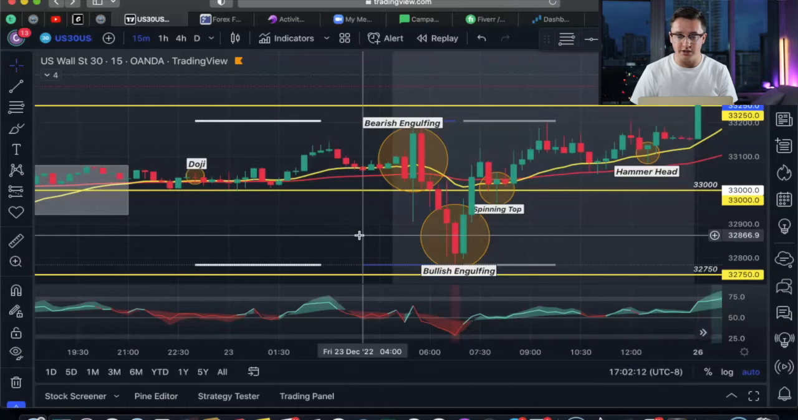Now I made this very simple for you guys. If you want to take a screenshot, these are the most common candles that I see when I trade. And these are the candles that I actually use to look for when I am trading.